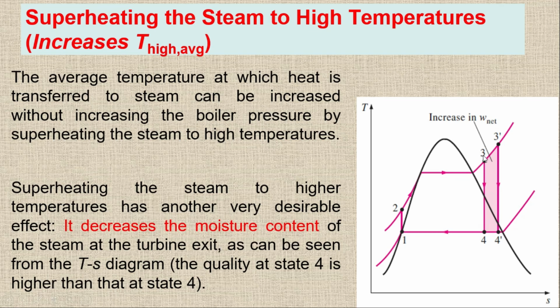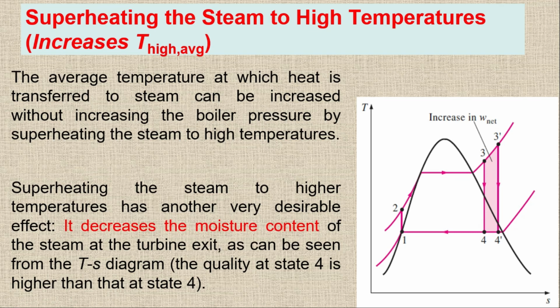Basically, the colored area on this diagram represents the increase in the net work. This is the increase in the net work. The total area under the process curve of this 3 and 3 dash represents the increase in the heat input. So we have the heat input and we have the W net. Thus both the net work and heat input increase as a result of superheating the steam to a high temperature. The overall effect is an increase in the thermal efficiency.